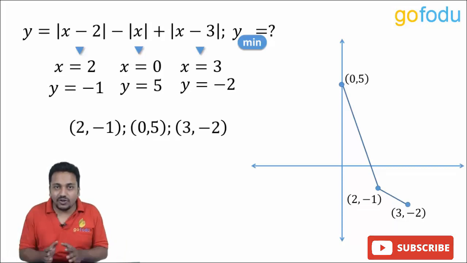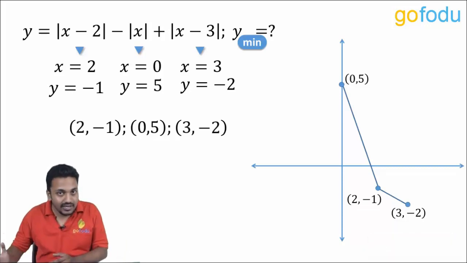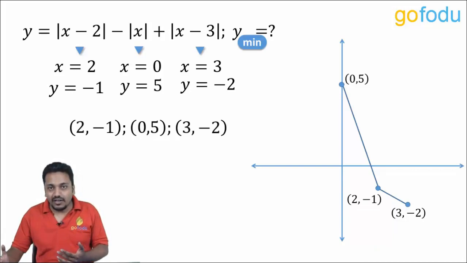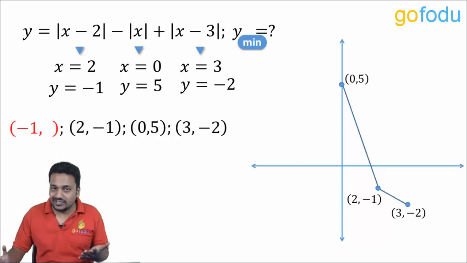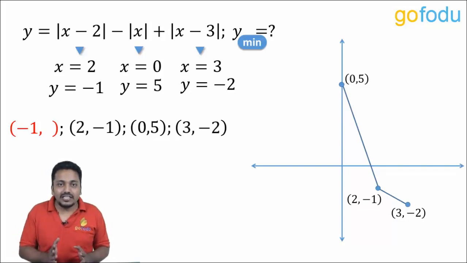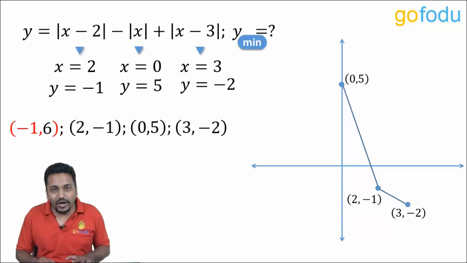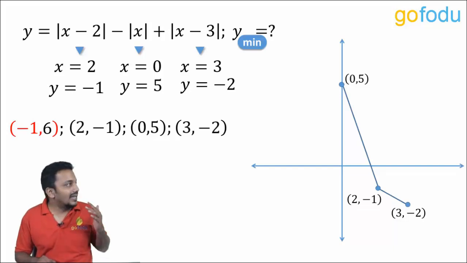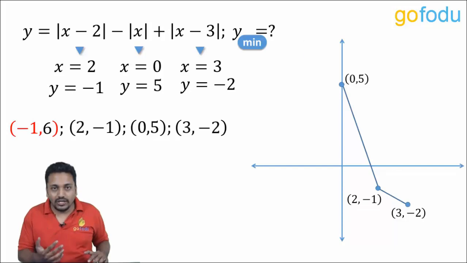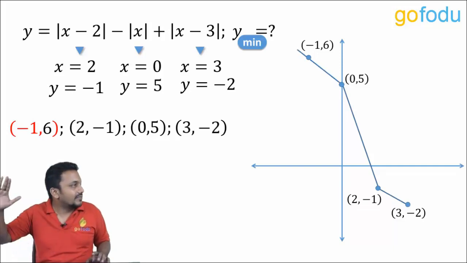Now to understand the pattern of the graph in the extreme left, simply pick a point in the left. Let's say x = -1. Pick any random point in the left. Check the value of the function at x = -1. It will be 3 - 1 + 4, that is 6. So we have the point (-1, 6) in the left. Plot it and connect the graph further. So towards the left, this straight line will go like this.